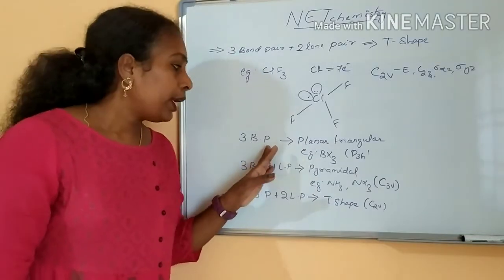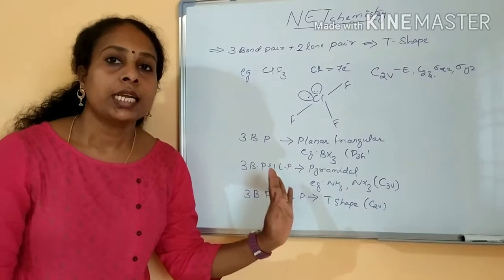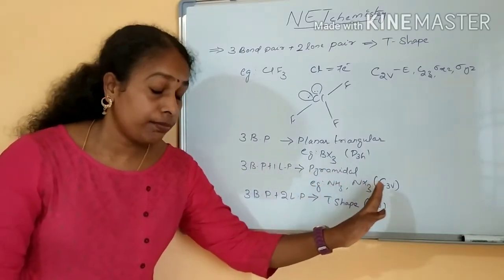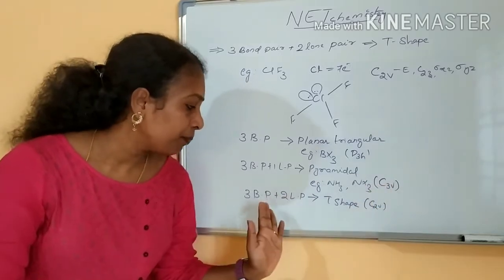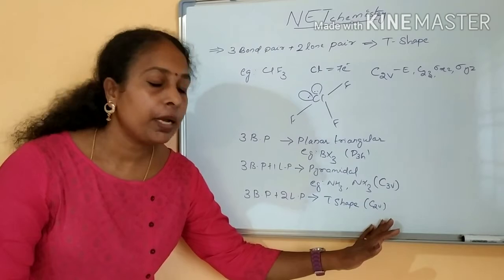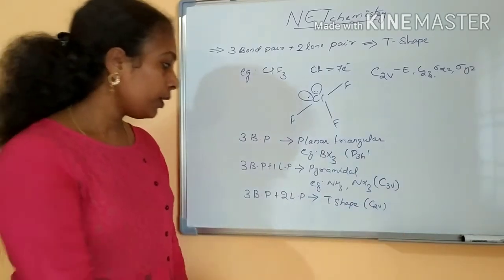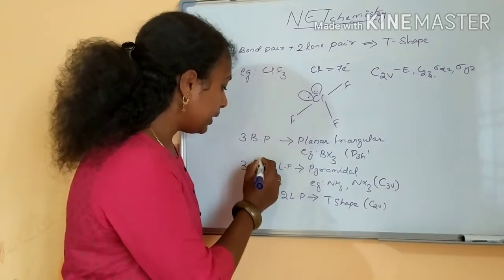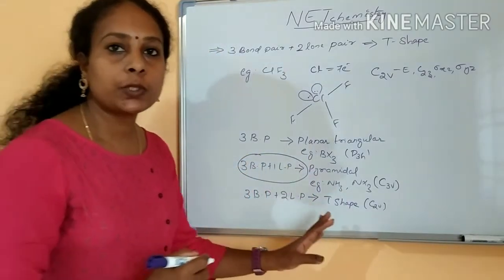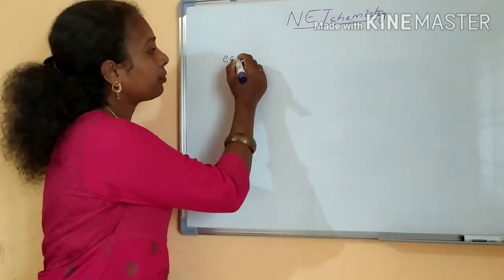Now, 3 bond pair alone present gives a planar triangular molecule belonging to the point group D3H. 3 bond pair plus 1 lone pair gives a pyramidal shape molecule belonging to the point group C3V. 3 bond pair plus 2 lone pair gives a T shape molecule belonging to the C2V point group. We will see another molecule.